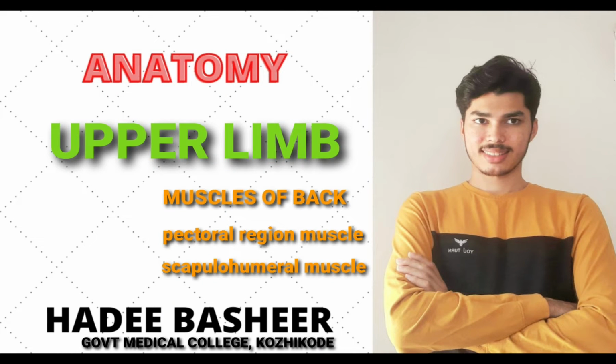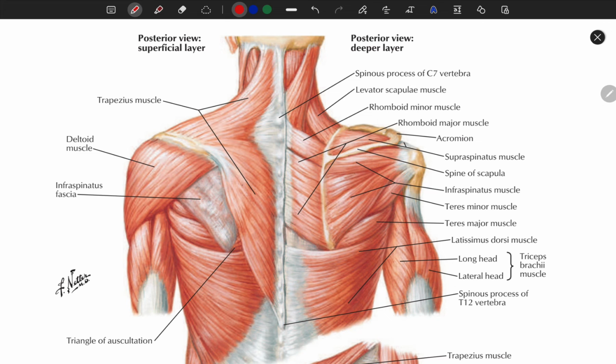So in this video I would like to talk about the muscles of the back, the pectoral region muscles, the scapulohumeral muscles, their attachments, their nerve supply, and some important things about it. So the muscle that you are just seeing, this is the trapezius muscle.